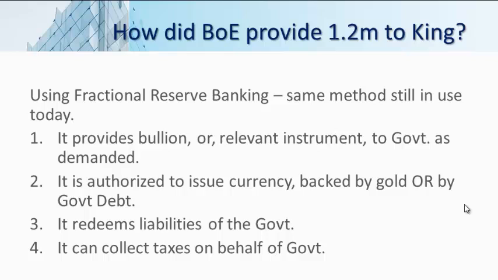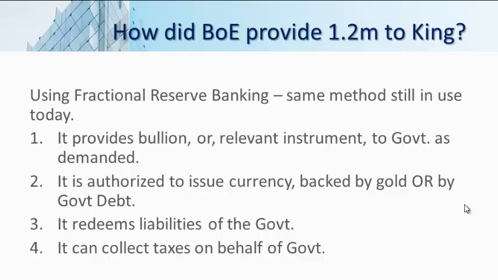So how did the Bank of England provide one point two million pounds? Did they have 1.2 million pounds in gold? No, actually what is very strange, if you think about it technically, is it makes no sense. I mean, your head becomes very puzzled.